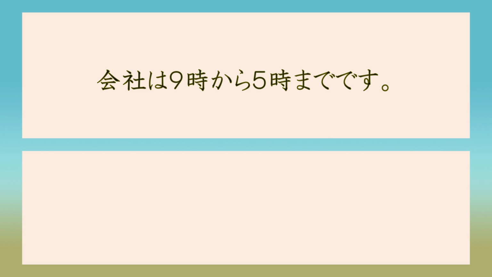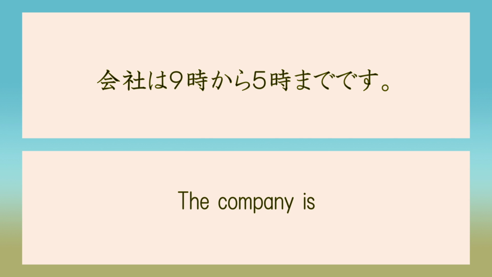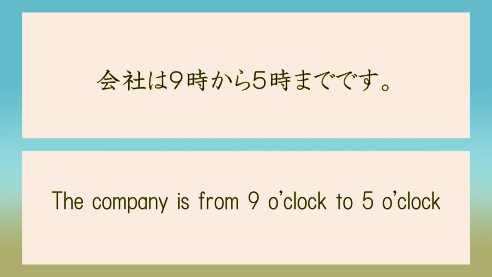So, 会社は9時から5時までです。Okay, so now look for the topic, and the topic is 会社は, 会社, the company. And again, we look at the main verb at the end of the sentence, and we have desu. So again, let's use the be verb. So the company is. And then let's go backwards. So we have 5時まで, until 5. The company is until 5. And if we go backwards, we have 9時から, so from 9 o'clock. So the company is from 9 o'clock to 5 o'clock.